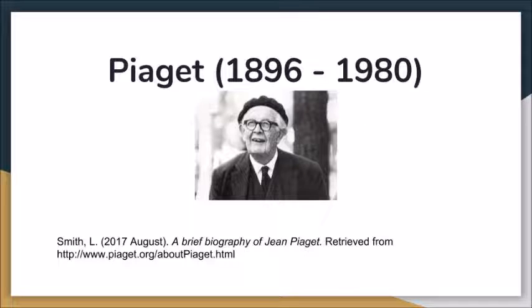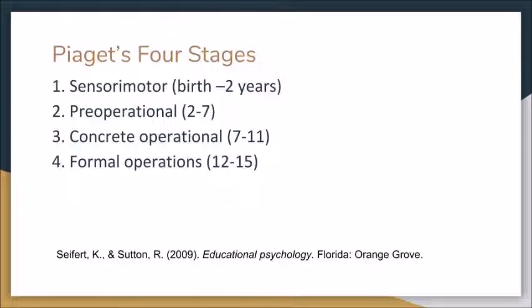development. Piaget's 4 stages are sensorimotor, birth to 2 years old, pre-operational, 2 to 7, concrete operational, 7 to 11, and formal operational, 12 to 15.